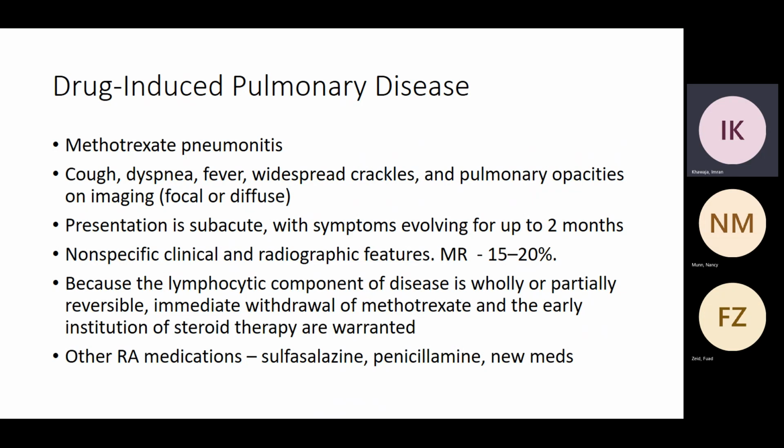But sometimes it is very difficult to differentiate whether it is the disease entity, the rheumatoid arthritis, which is causing some pulmonary problem, or the pneumonitis caused by the medications. But if it is medication-related pneumonitis, stopping the medication and steroids help a lot.